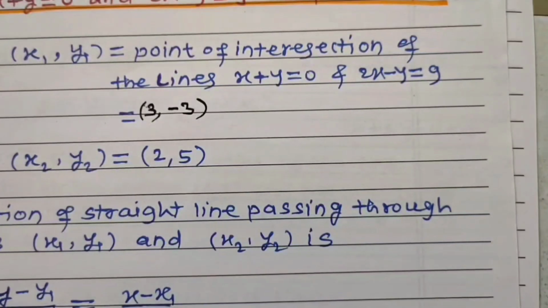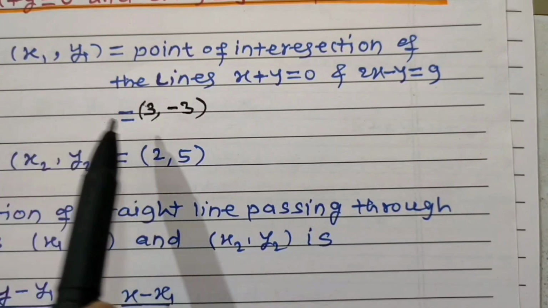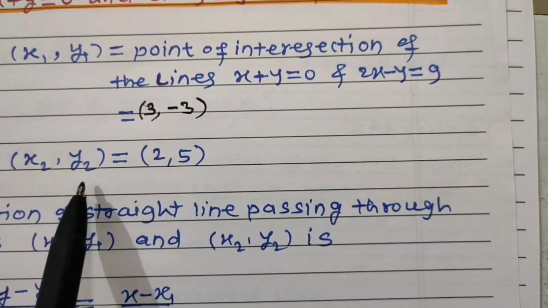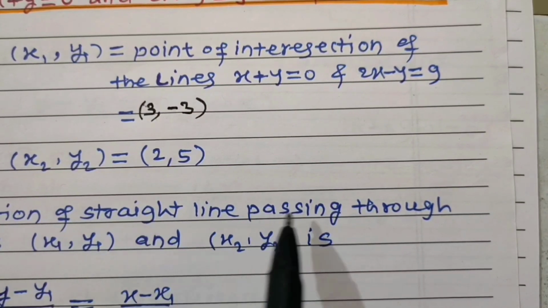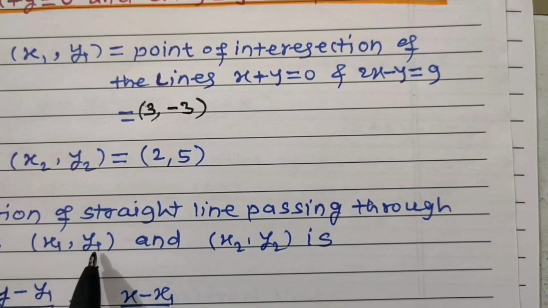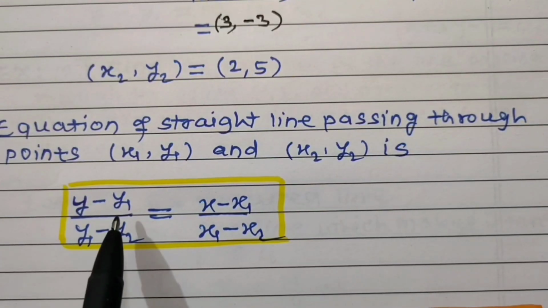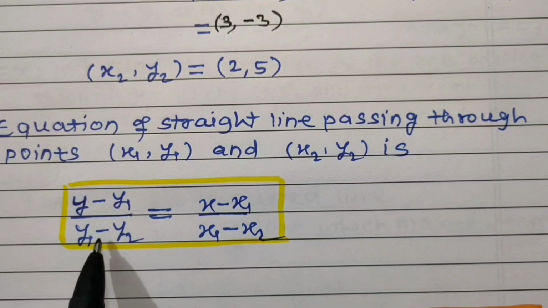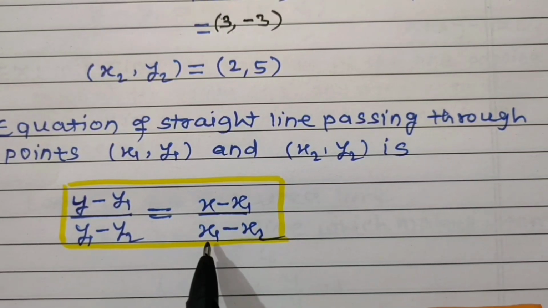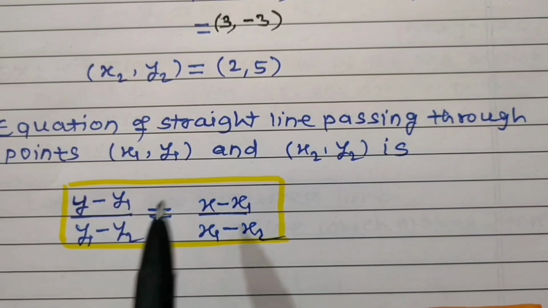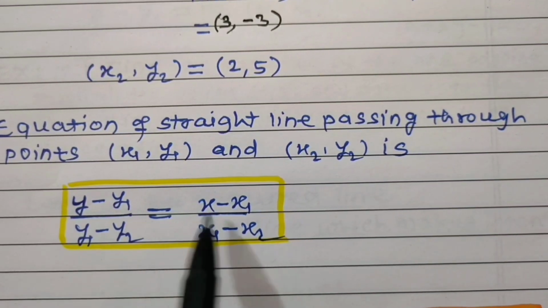And the second point which lies on the straight line is (x2, y2). (x1, y1) is (3, minus 3) and (x2, y2) is (2, 5). Then we know two points lying on the straight line. Hence, the equation of the straight line passing through points (x1, y1) and (x2, y2) is given by the formula (y minus y1) divided by (y1 minus y2) is equal to (x minus x1) divided by (x1 minus x2). So we have to put x1, y1 and x2, y2 in this equation.